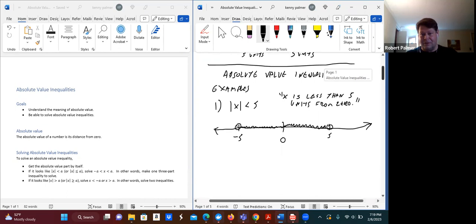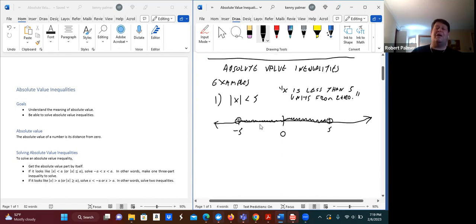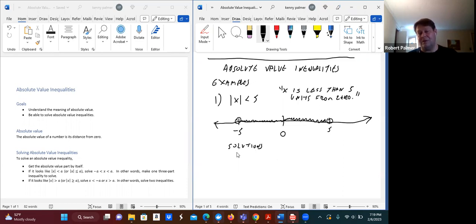What happens then is that the values that make this true are between -5 and 5, so we can write that as our solutions. We can write them in a couple ways. One thing is just the inequality itself. So x is between -5 and 5. And we can also write it as an interval. We can write this as -5 to 5. And once again, since we chose less than, use parentheses. If we chose less than or equal to, then we'd have closed circles, and then these would be square brackets.